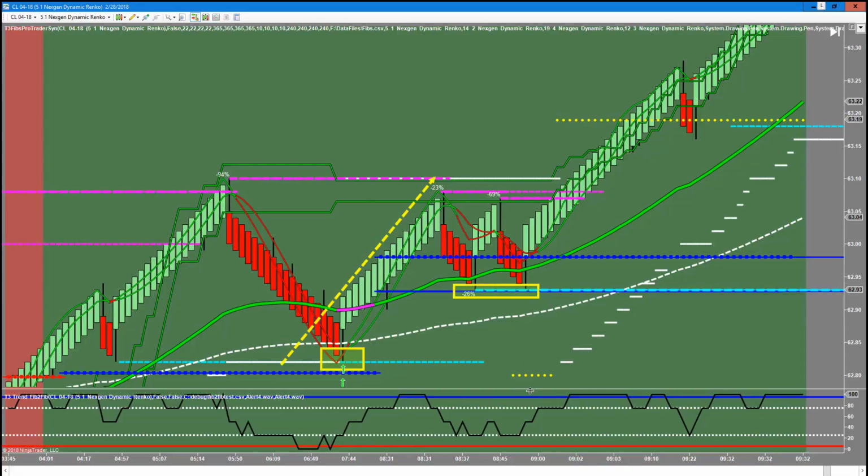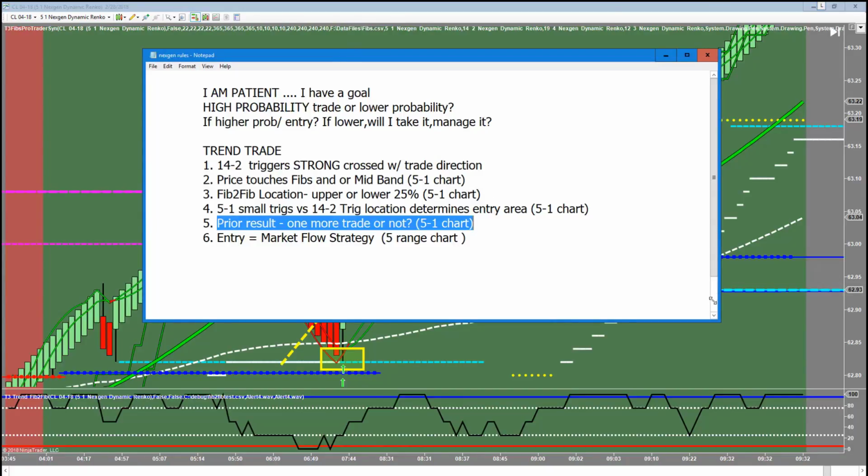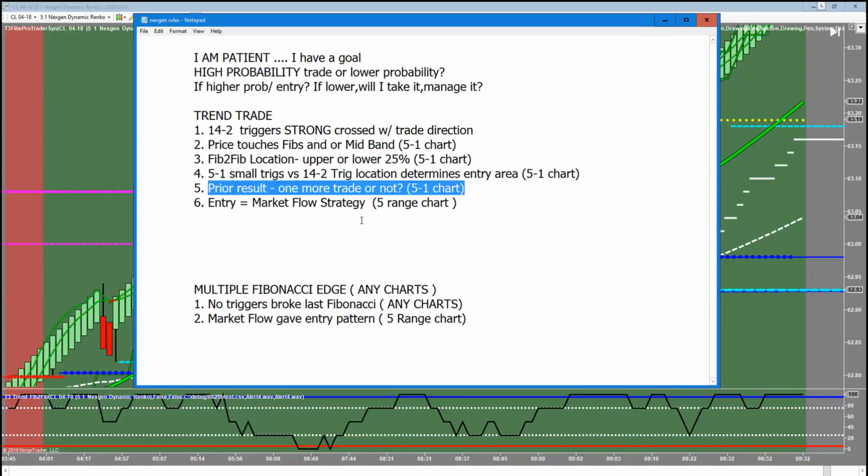And again, just to kind of discuss trend trade rules: Fib to fib oscillator in the right spot. Okay. Then our small triggers, they're below our synthetic triggers, but our synthetic triggers are still up. And again, this is one of the exceptions that you're going to see. You're going to have our trend trade rules met. However, you're going to at the same time have our second set of rules, which we're not really dealing with in this video for multiple time frame Fibonacci.